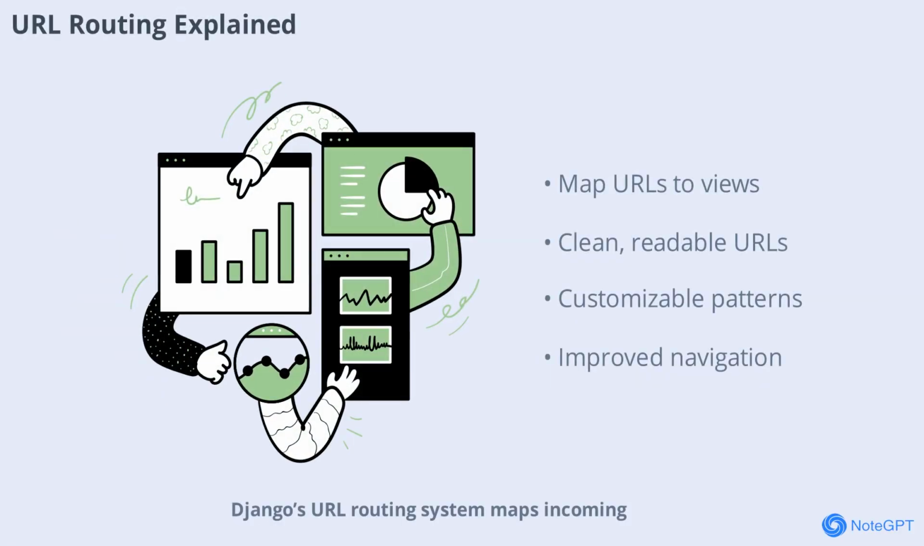Django's URL routing system maps incoming web requests to the appropriate view functions. This means you can define clean, readable URLs for your application, making it easier for users to navigate and for search engines to index your site. The routing system is highly customizable, allowing you to create complex URL patterns that match your project's needs. With Django, managing your site's navigation is both powerful and intuitive.